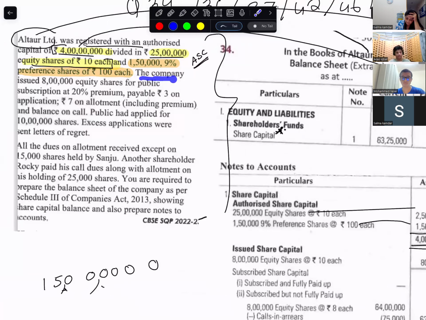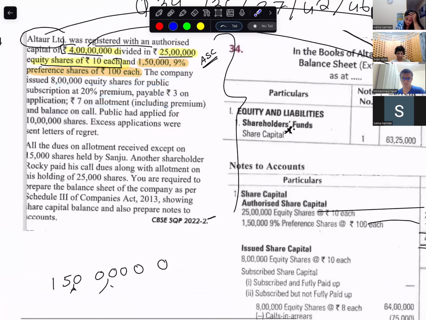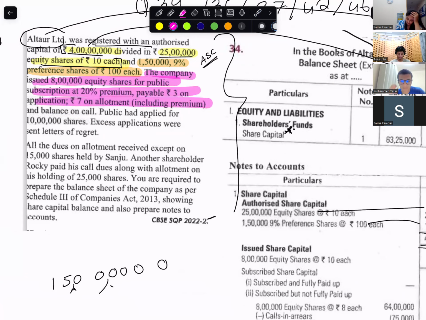Okay, Anas, can you read ahead? The company issued 8 lakhs equity shares for public subscription at 20% premium, payable rupees 3 on application, rupees 7 on allotment, including premium, and balance on call. So can you tell me what is this? Issued share capital.